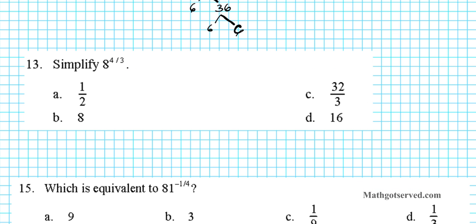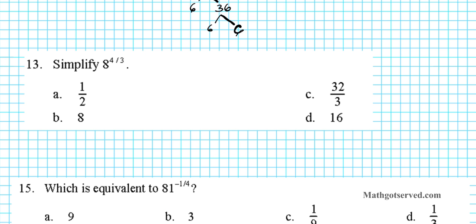Alright, so let's take a look at question 13. We have to simplify 8 to the 4/3 power. Now let's see. There are two ways you can do this. First way you can do this is by finding the cube root of 8 and then finding the 4th power of the cube root of 8. Or another way you can do this is you express 8 as a power of prime exponents, and then we simplify. Okay, so let's do the first way.